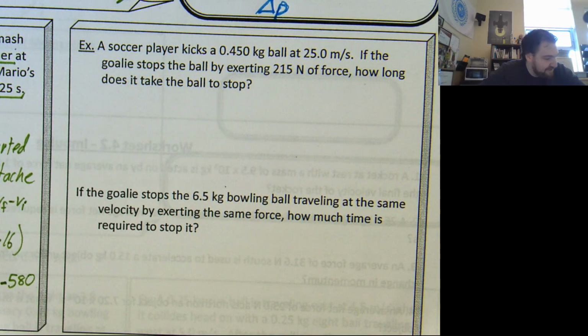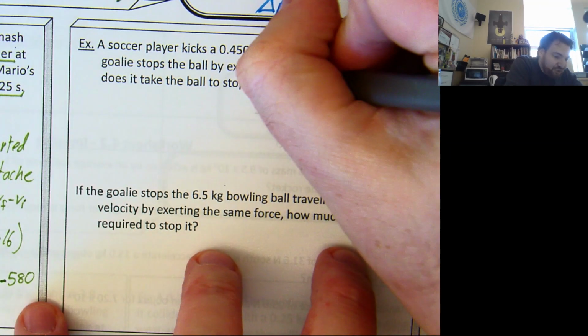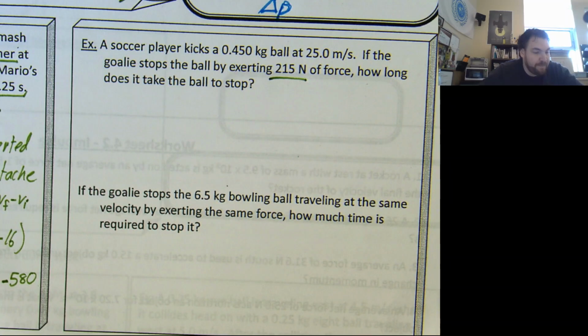Let's do a couple more examples. A soccer player kicks a 0.450 kilogram ball at 25 meters per second. If the goalie stops the ball by exerting this much force, how long does it take the ball to stop?